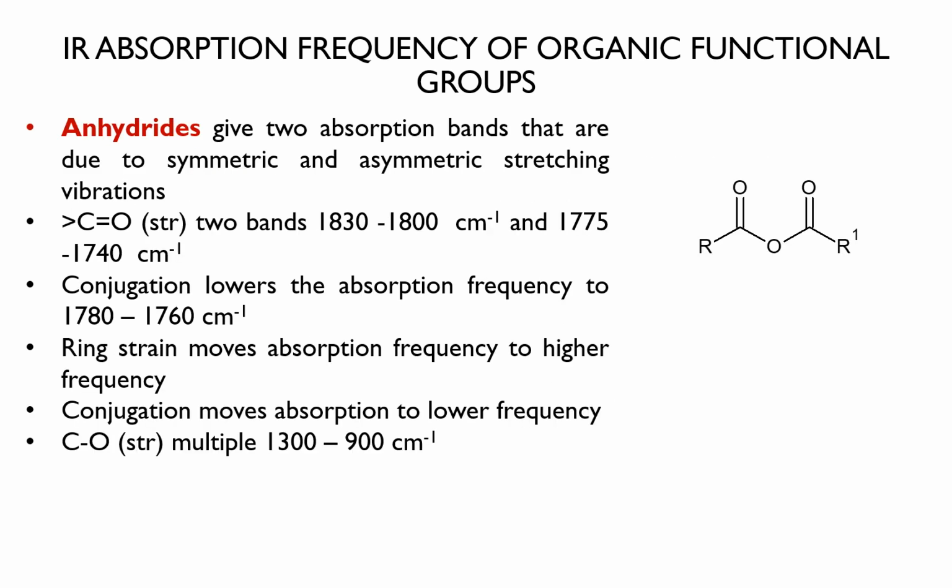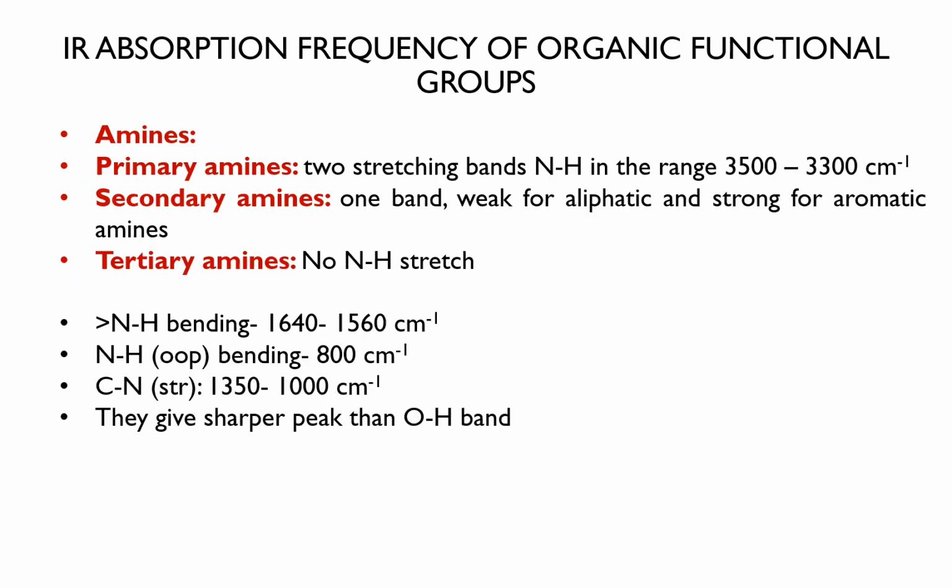Next is anhydride functional groups. Anhydride contains two carbonyl groups, so we are going to get two absorption bands which are due to symmetric and asymmetric stretching vibrations, and anhydrides generally have higher value between 1830 to 1800 centimeter inverse. First band will appear there and second band will appear between 1775 to 1740 centimeter inverse. Like any other molecule in this also, as the conjugation increases, absorption frequency will decrease. As the ring strain increases, absorption frequency will increase.